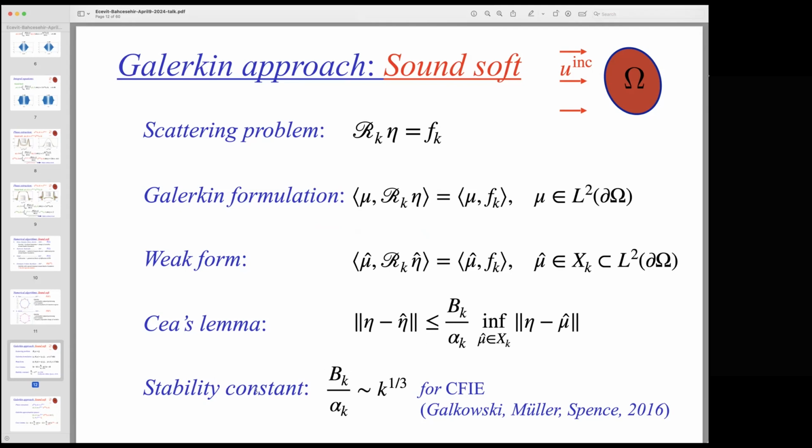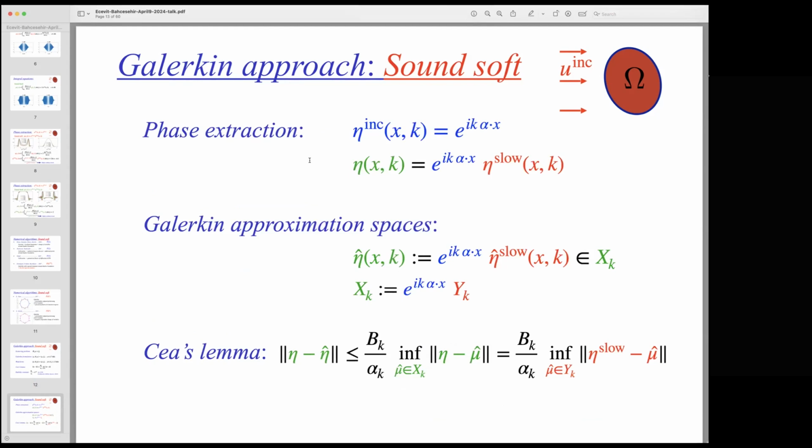So this stability constant for certain geometries, as shown in this paper by Galkowski, Müller, and Spence, grows proportional to k to the power 1 over 3 for the combined field integral equation. I didn't write it here. So there is this coefficient beta_k or alpha_k, which grows like k to the power 1 over 3. So this infimum, in order to obtain an O(1) method, should beat that. It should be of order k to the power minus 1 over 3. That's an additional challenge in this Galerkin approach.